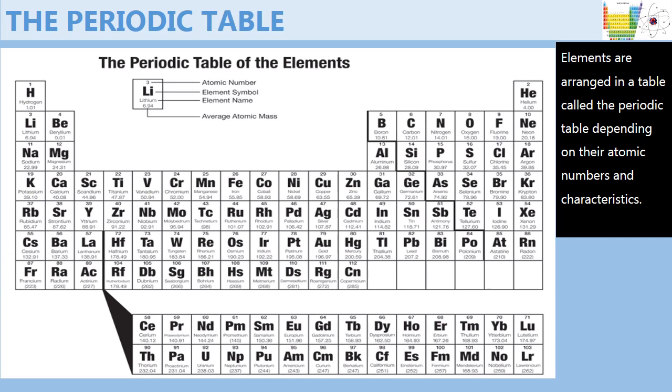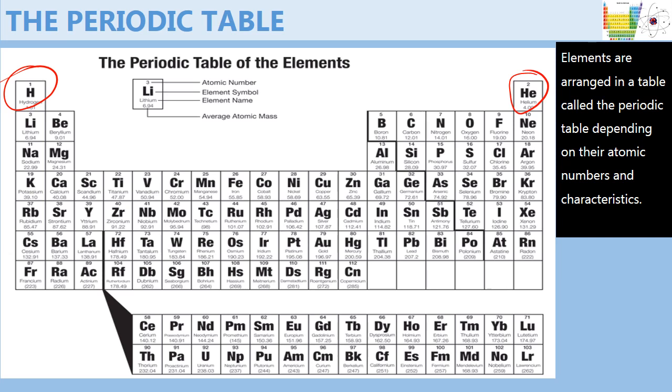The periodic table of elements. Elements are arranged in the periodic table depending on the atomic numbers and their characteristics. For example, hydrogen has atomic number 1 and it occupies the first position here. Helium is the second and occupies the second position here.